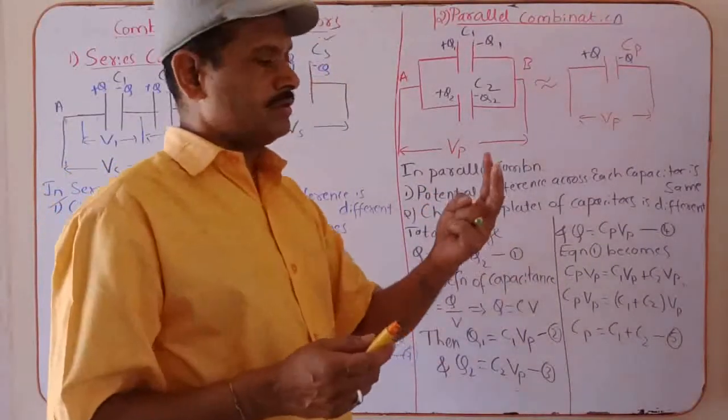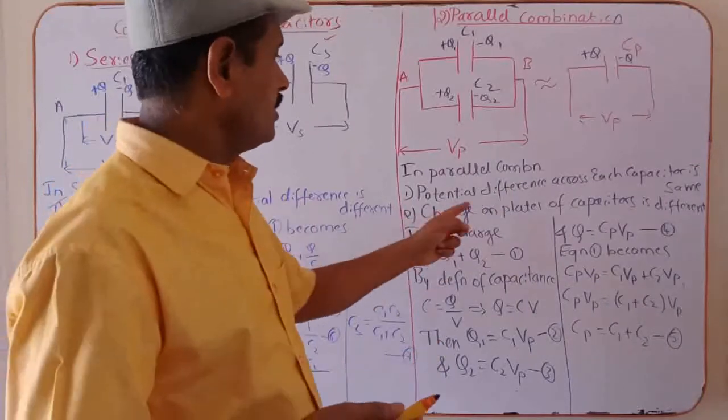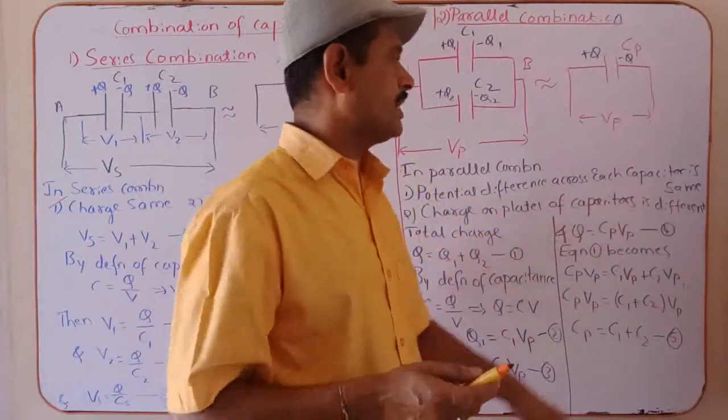In parallel combination there are 2 important points. One is that the potential difference across each capacitor is the same.